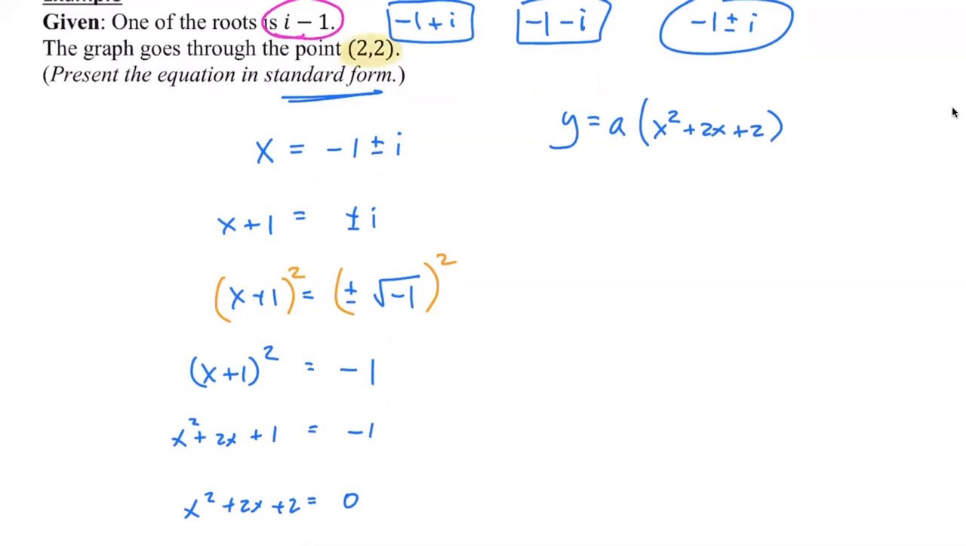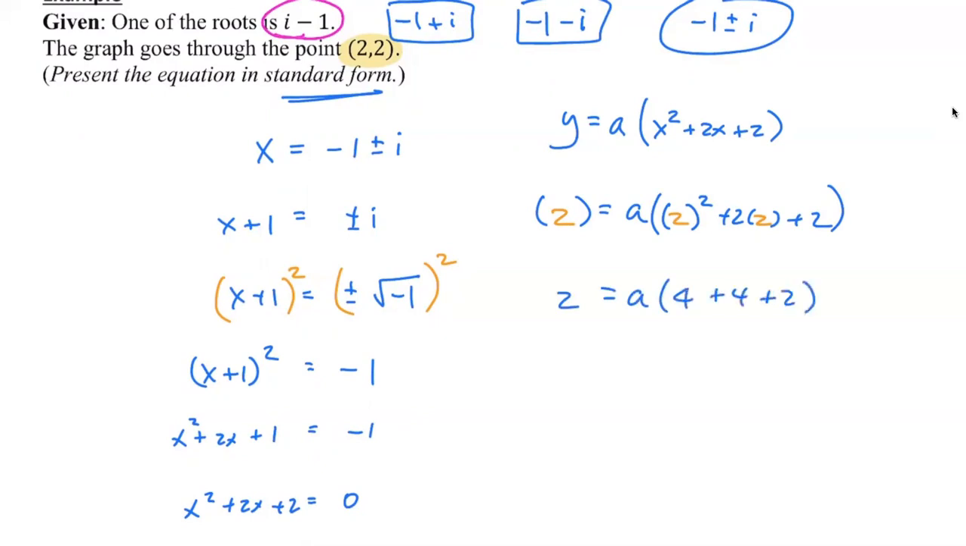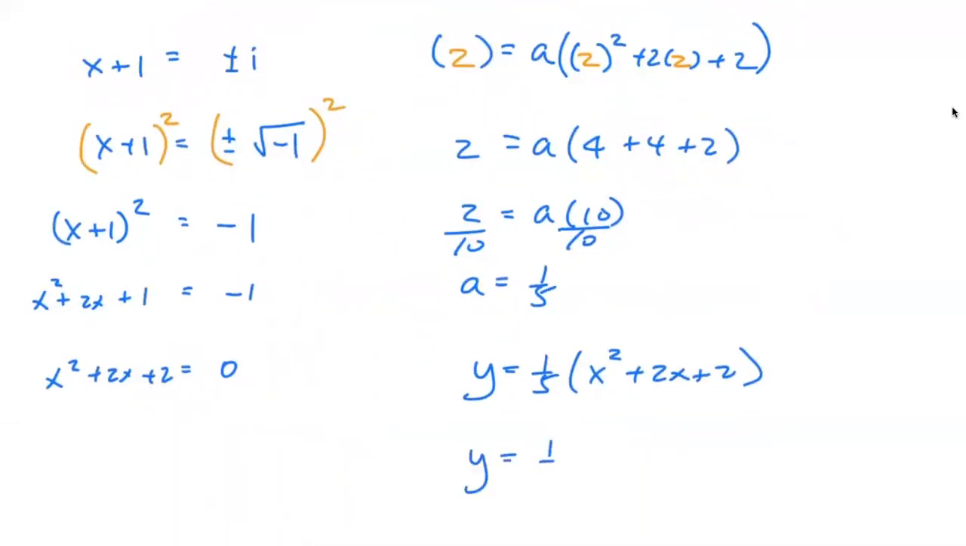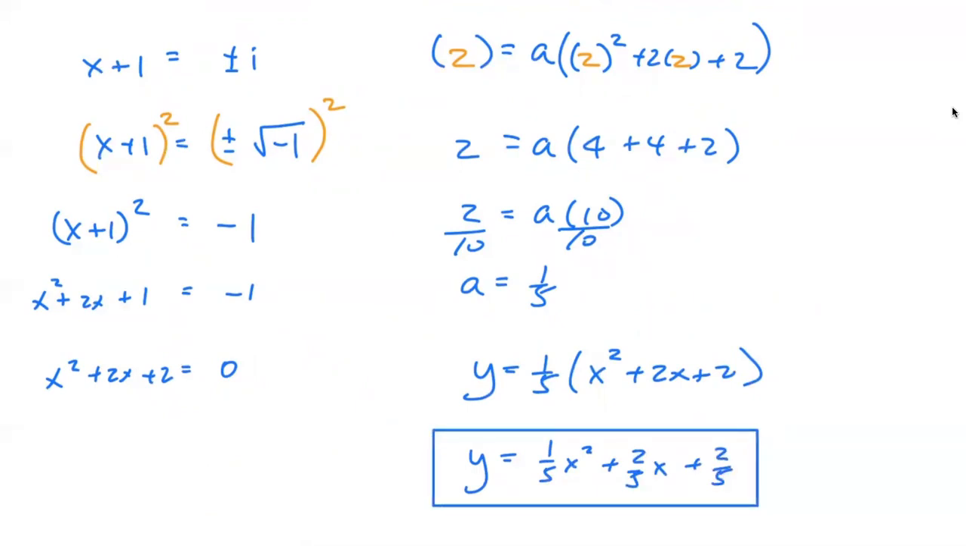This is why we give you a little point, which is (2, 2) right here, so that you can find the a value. As you can see, a is the only unknown right here. So let's put in the 2 and 2 for the x and y values. Then we have 2 equals a times (4 plus 2), which is a total of 10. So 10a equals 2, so we divide by 10 on both sides, and you have 1/5 as your a value. So your final equation would be 1/5 times (x squared plus 2x plus 2), and you distribute the 1/5 into the equation, and you have 1/5 x squared plus 2/5 x plus 2/5. That is your actual equation.